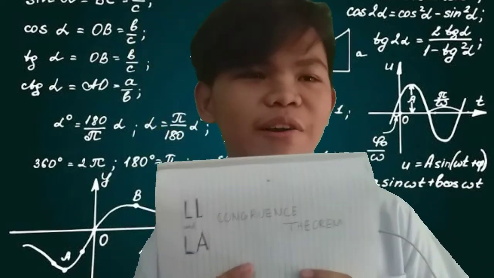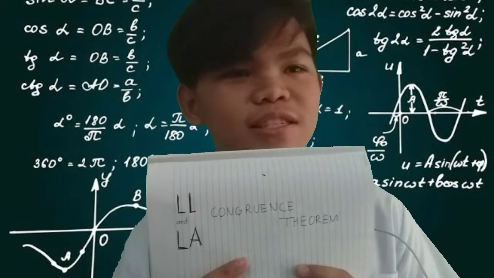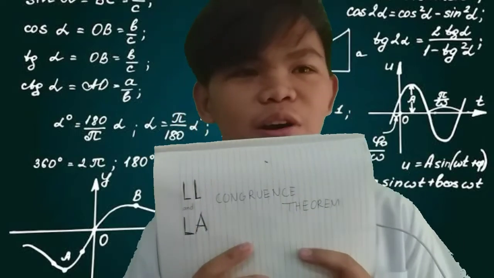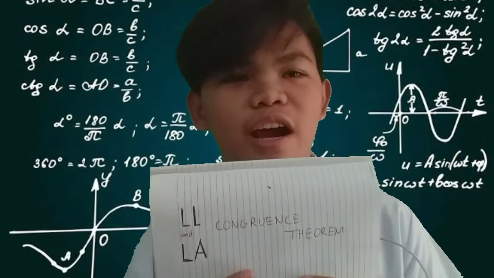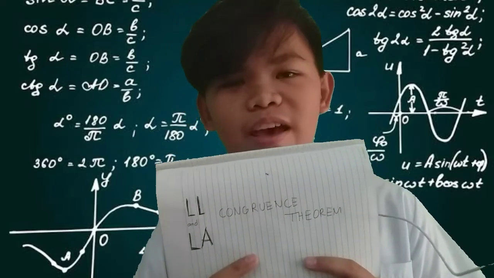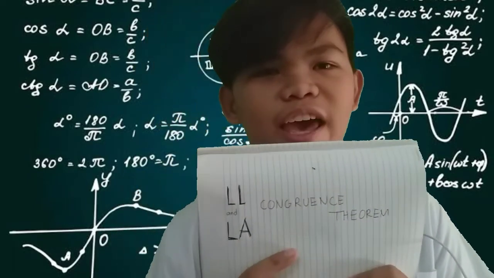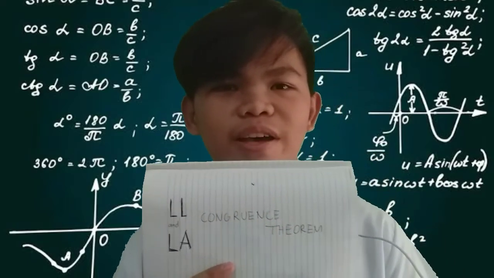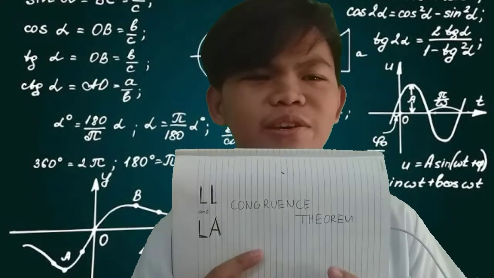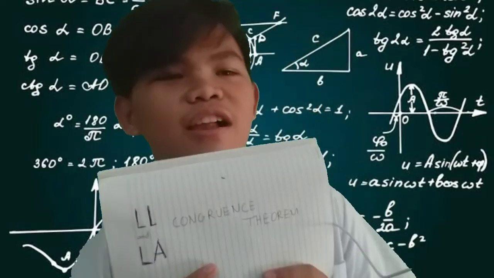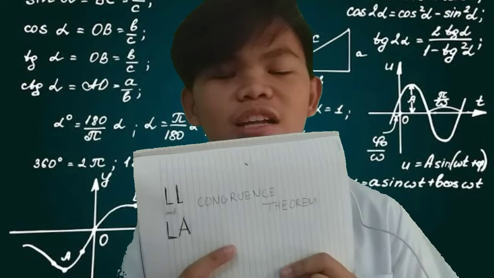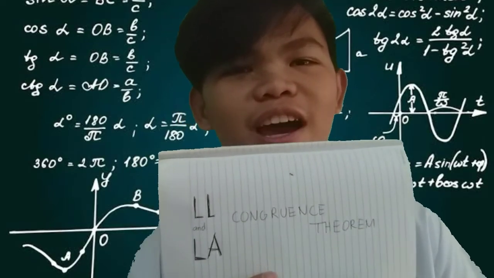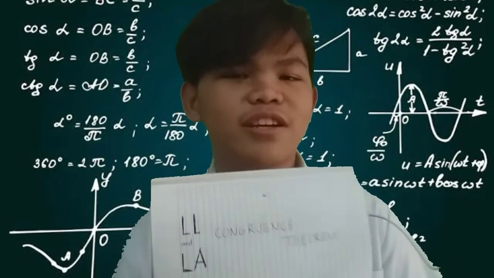These are the two congruence theorems, the LL congruence theorem and the LA congruence theorem. First, the LL congruence theorem: if the legs of one right triangle are congruent to the legs of another right triangle, then the triangles are congruent. And the last is the LA congruence theorem. If a leg and an acute angle of one right triangle are congruent to a leg and an acute angle of another right triangle, then the right triangles are congruent.